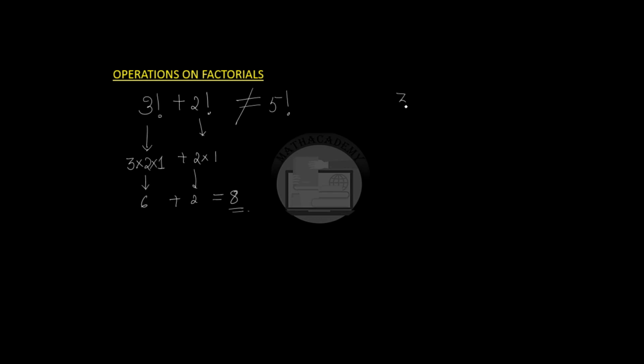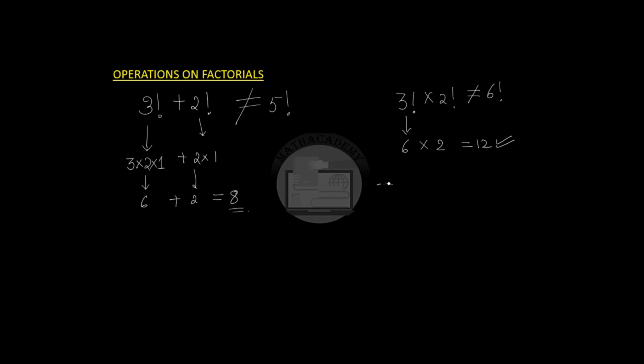Similarly, if we have to do factorial 3 times factorial 2, then please note it is not equal to factorial 6. Factorial 3, as done in the previous question, is 6, factorial 2 is 2, and factorial 3 times factorial 2 is 12.